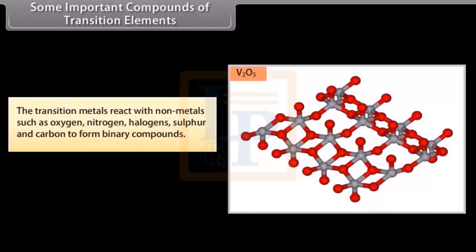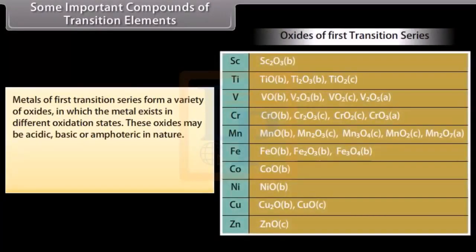Some important compounds of transition elements. The transition metals react with non-metals such as oxygen, nitrogen, halogens, sulfur and carbon to form binary compounds. Some of these compounds find important industrial applications. Metals of first transition series form a variety of oxides in which the metal exists in different oxidation states.